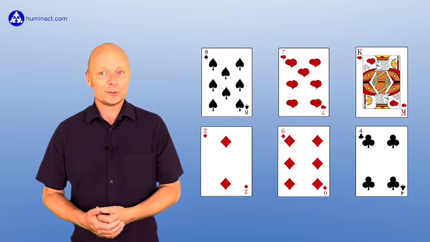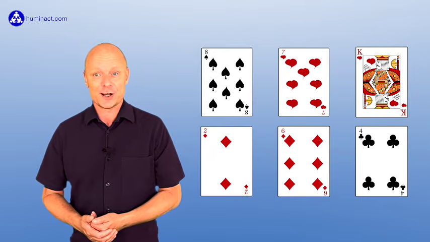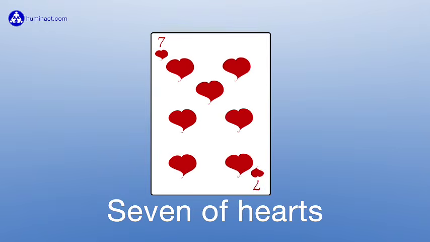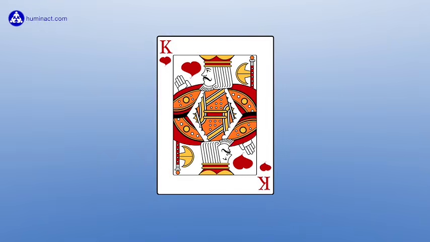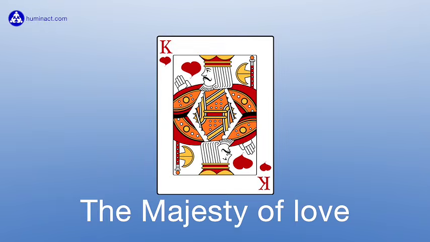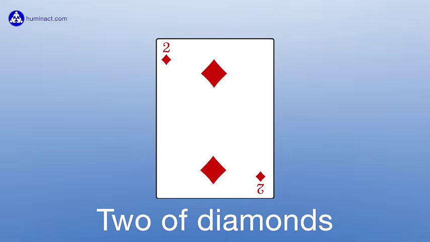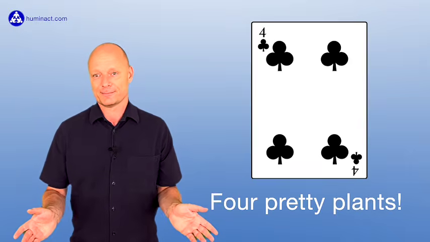So I might use the correct phraseology for the first 2 cards, saying 8 of spades, 7 of hearts. For the 3rd card, I might say the majesty of love, 2 of diamonds, half a dozen diamonds, and 4 pretty plants. So basically all I do is change the standard phraseology. So what can you imagine happens? Well, let me tell you.